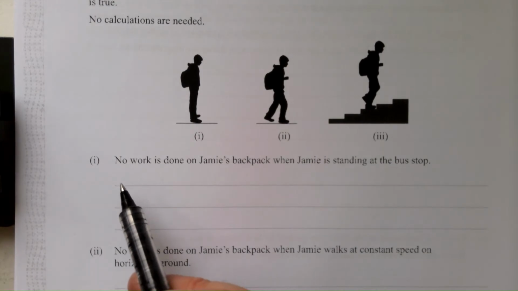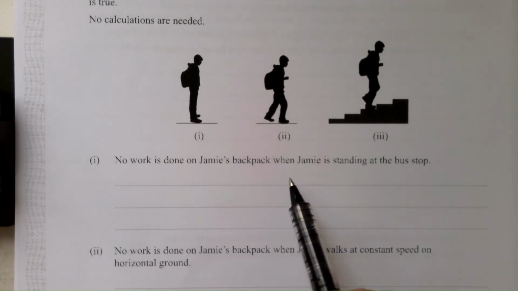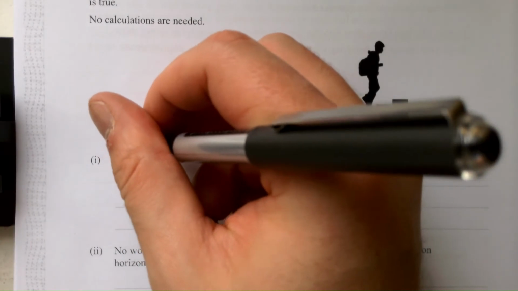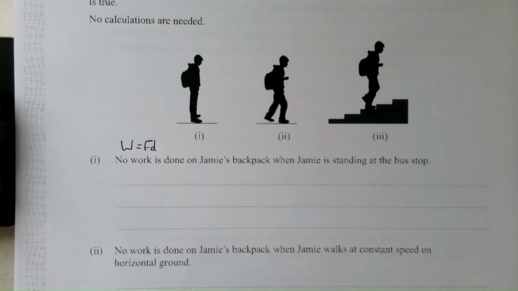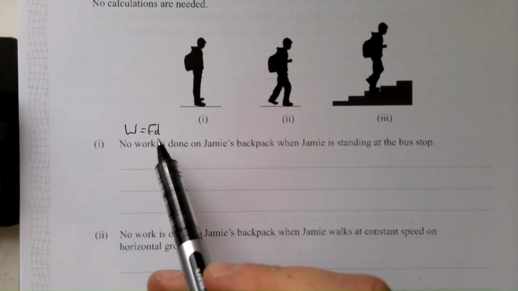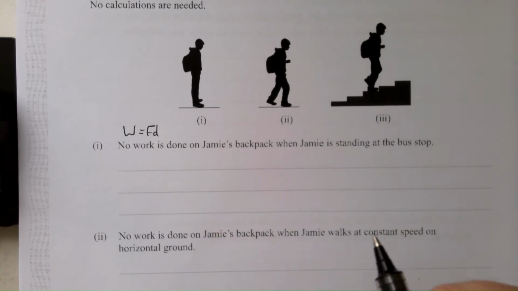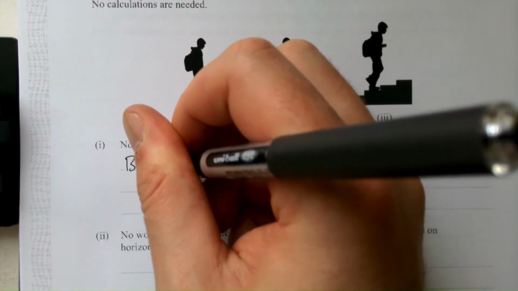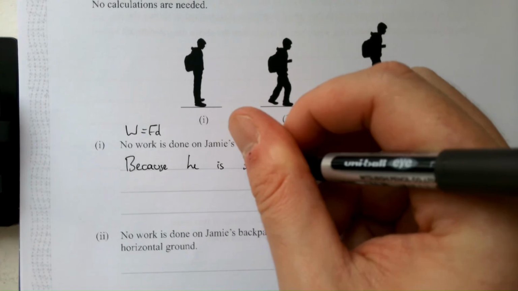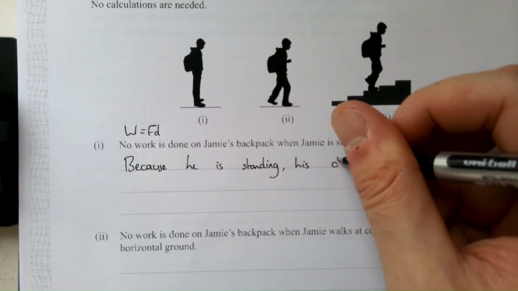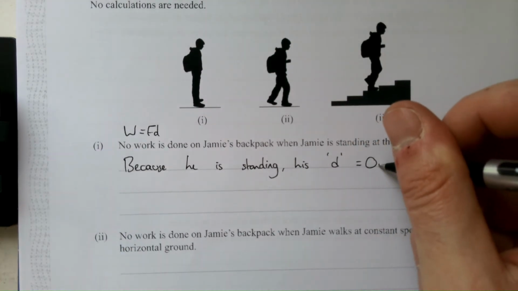Part 1's sentence says no work is done on Jamie's backpack when Jamie is standing at the bus stop. Because we're talking about work done, I'm just going to quickly write down the equation for it here to remind me. If he's standing at the bus stop, he isn't covering a distance d. Because he is standing still, his distance is 0 meters.